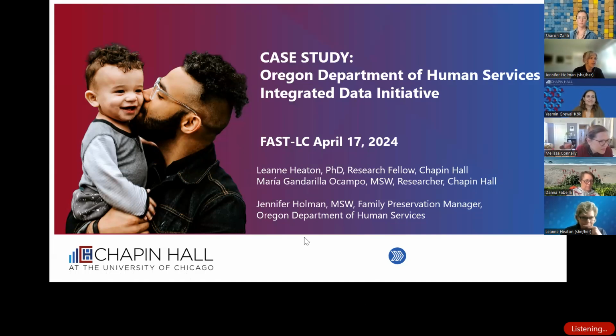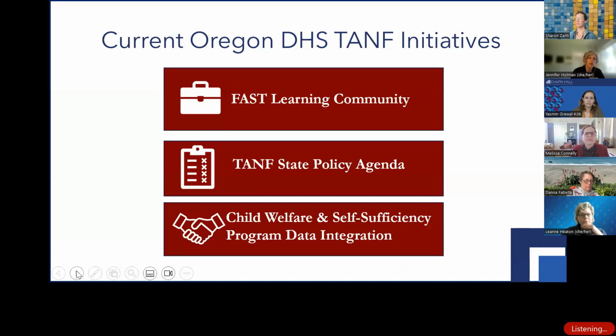So we're excited to share with you all today just some information about what families are experiencing across our TANF and child welfare programs in Oregon, and what they're telling us are crucial services that they need. And we're excited to share one step that we're taking as an agency to be accountable to that information.